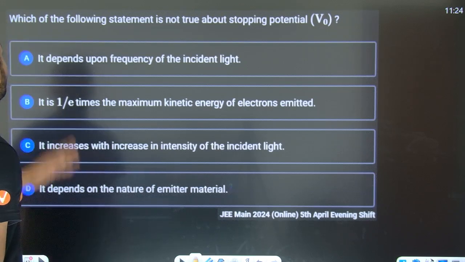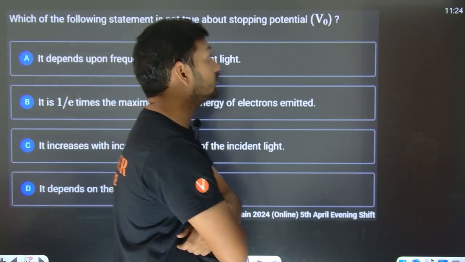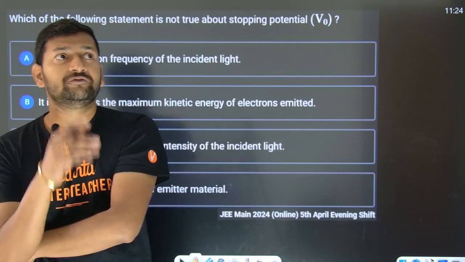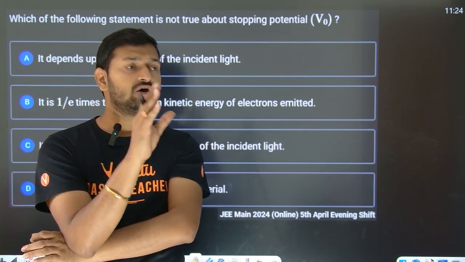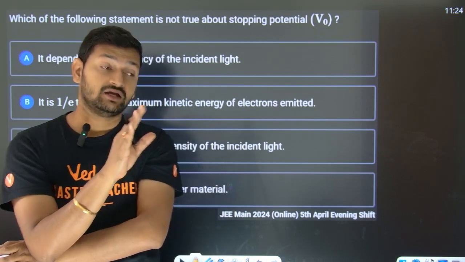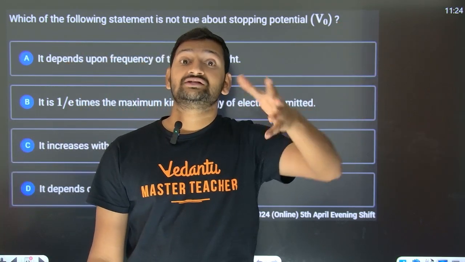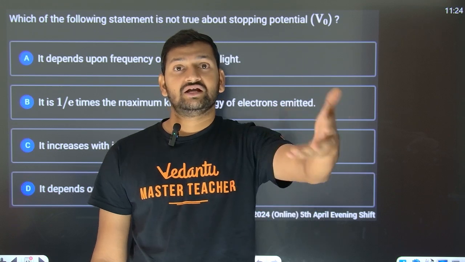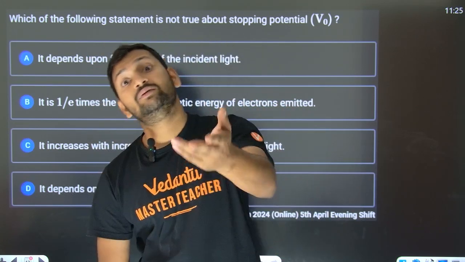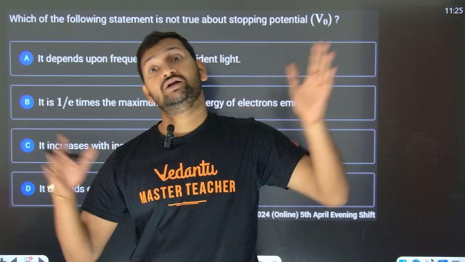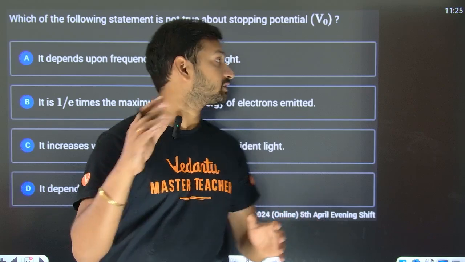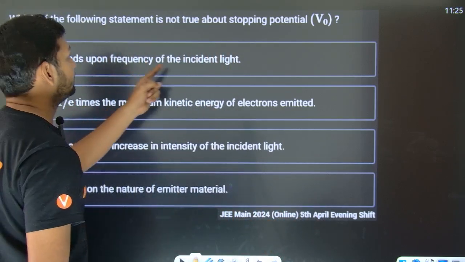Okay. Which of the following statements is not true about stopping potential? See, if you remember all the graphs and all those things, stopping potential depends on the frequency of photon. Why? More the frequency, more is the energy. If more is the energy, then more will be the kinetic energy coming out. Then you need more energy to stop it. That means you need more stopping potential. So it depends upon the frequency of light.